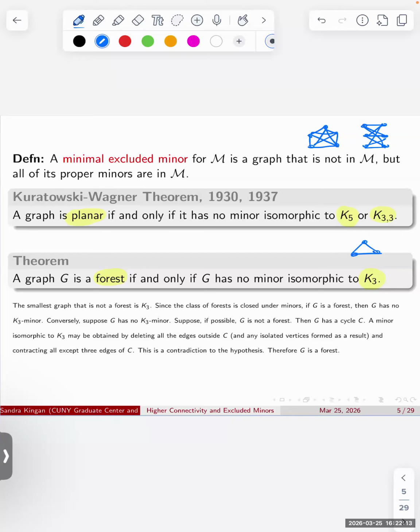Okay, so I see there's a couple more people. So welcome. We just started. We're just talking about excluded minor results.